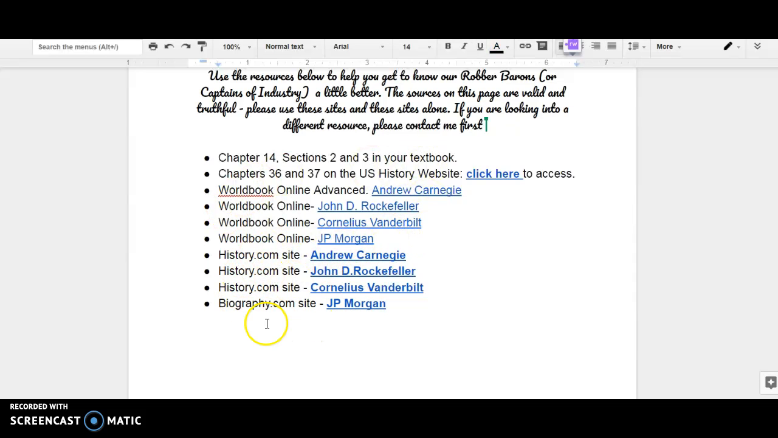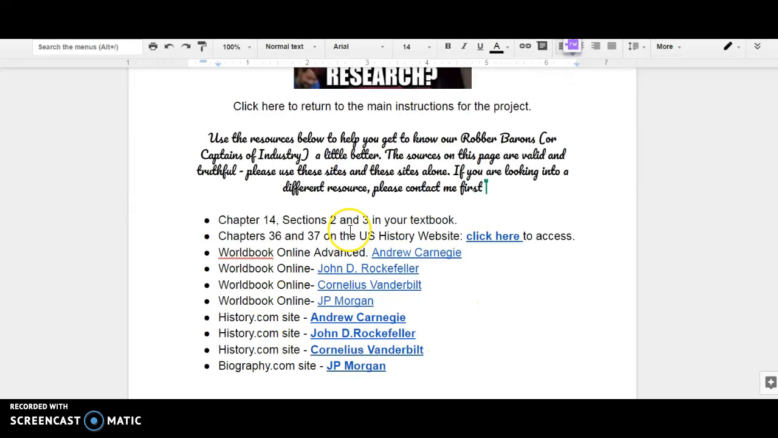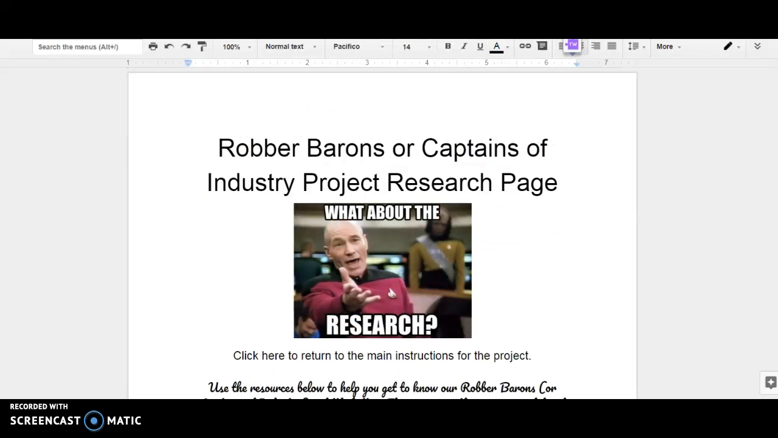There's also history.com and biography.com that you can use, as well as, like I said, those different resources like your book and things. But I would probably start with your book and WorldBook Online because those are really comprehensive, and you probably won't even need any other kind of sources for those. But like I said, you do have to sign into WorldBook. That might be a good idea to do before you click on those links, because once you're signed in, you can click on those and it'll take you right to those men.